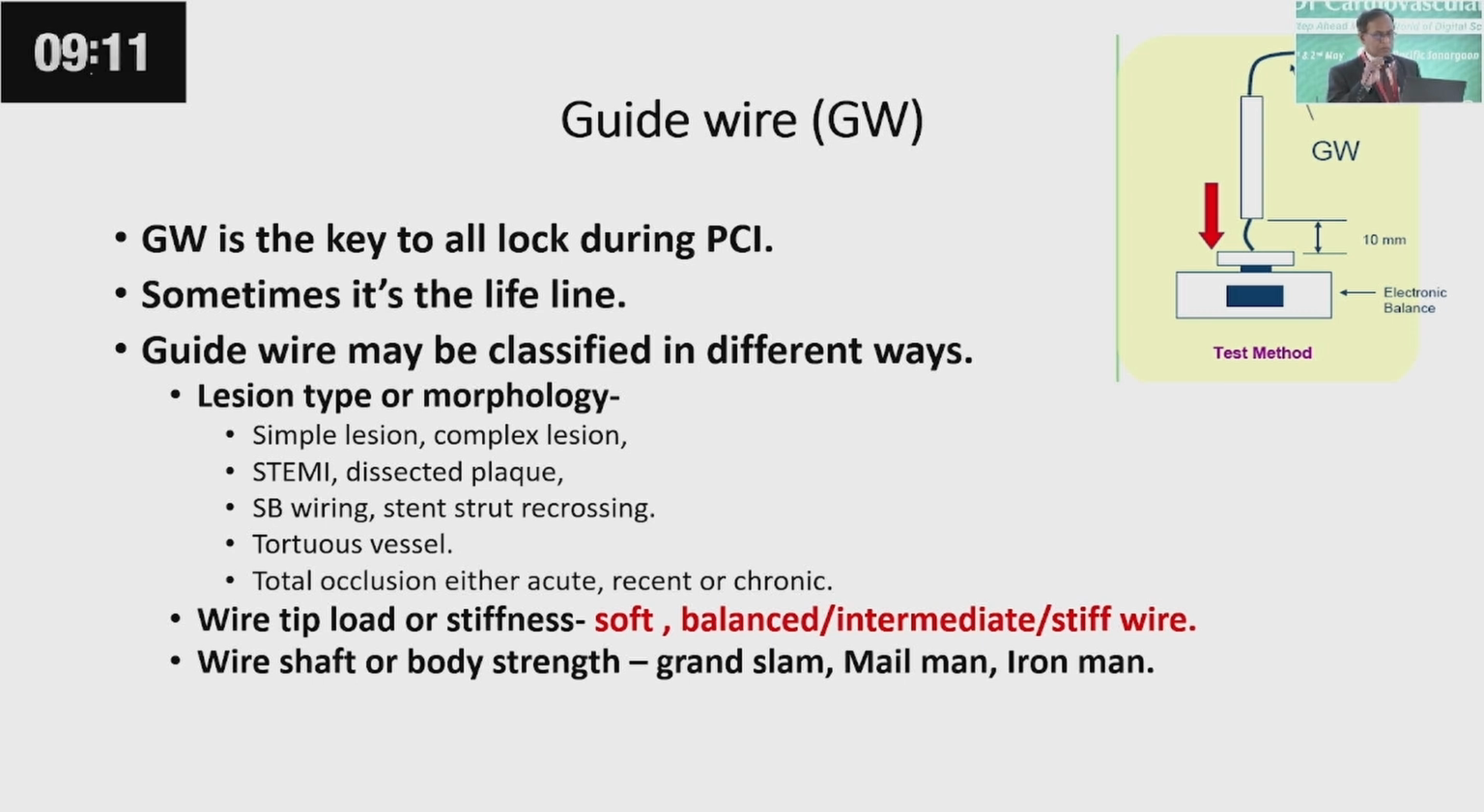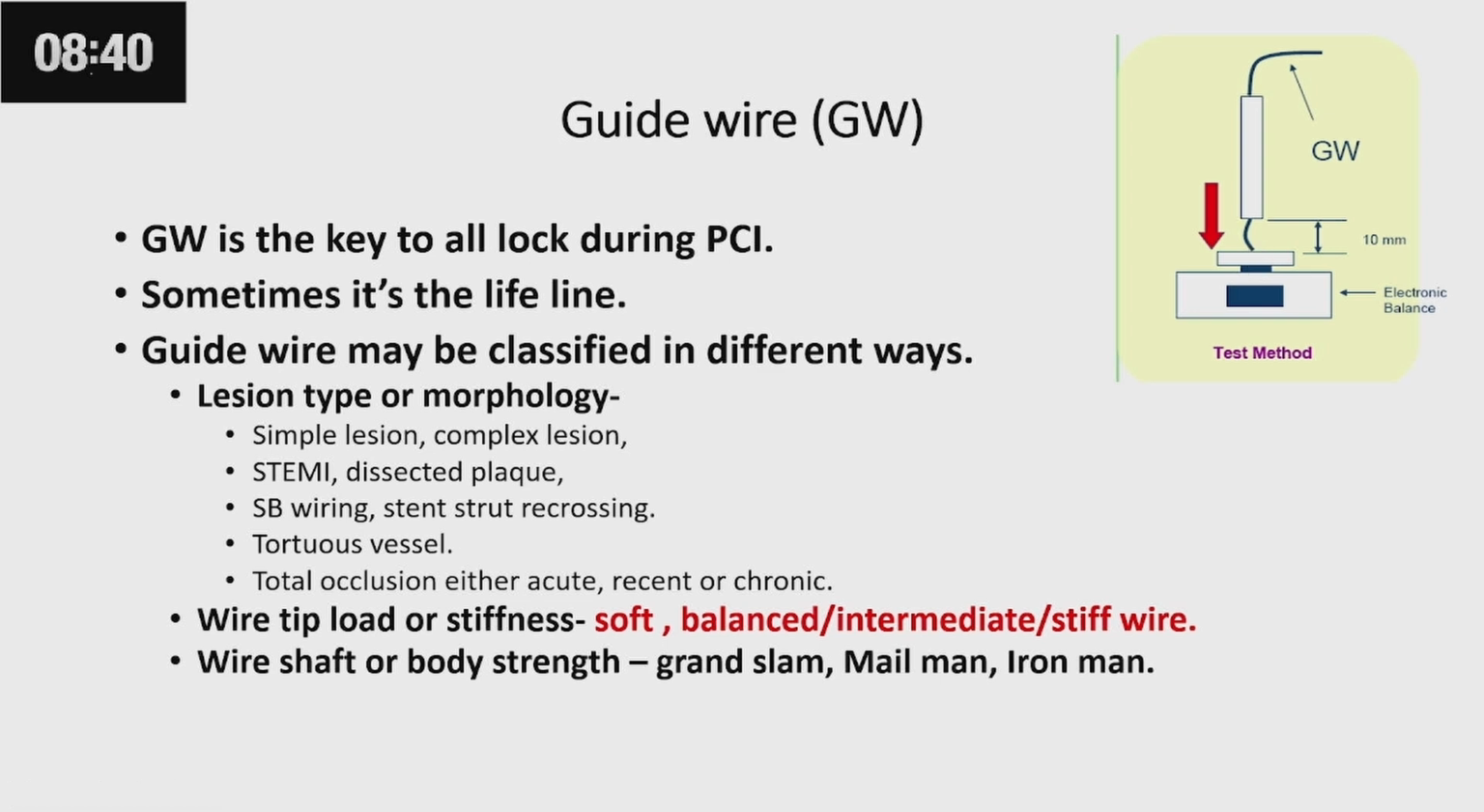Most commonly, we classify the guide wire as soft, balanced, or intermediate and stiff wire depending on the tip load. If the tip load is less than 0.5 gram, it is a soft wire. The intermediate wire is 0.5 to 1 gram, and if the tip load is more than 1 gram, it is called the most stiff wire. That depends on how much guide wire weight is required to bend the distal 1 millimeter of the wire.